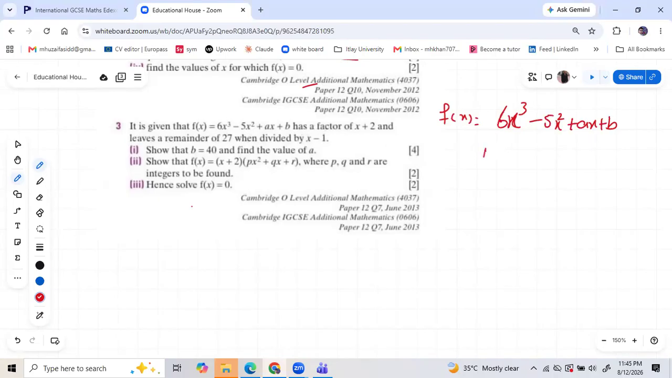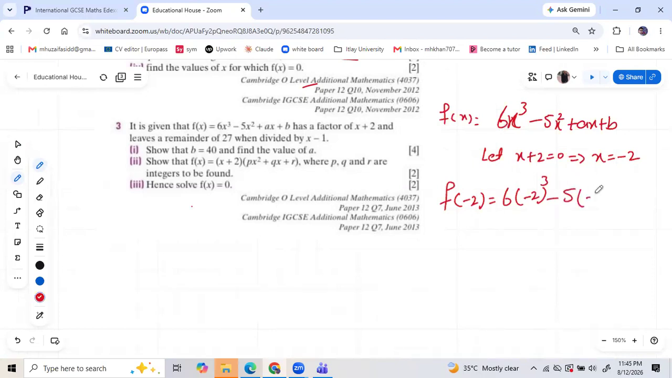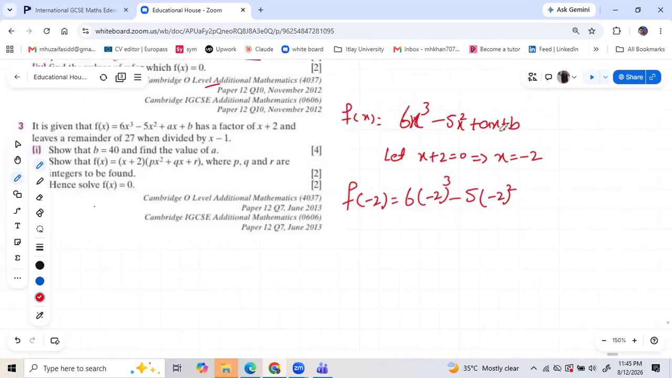x plus 2. So let the first one, x plus 2, be equal to 0. So it gives us x is equal to minus 2. Now we put in f of minus 2. This is 6 into minus 2 to the power 3, this is minus 5 into minus 2 squared, and then a into minus 2.